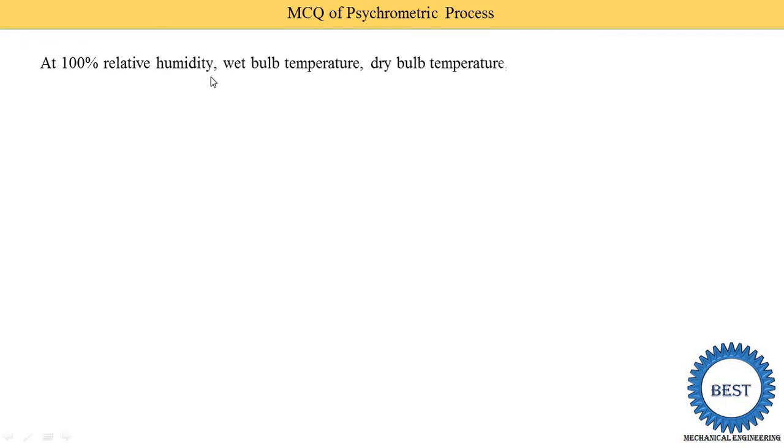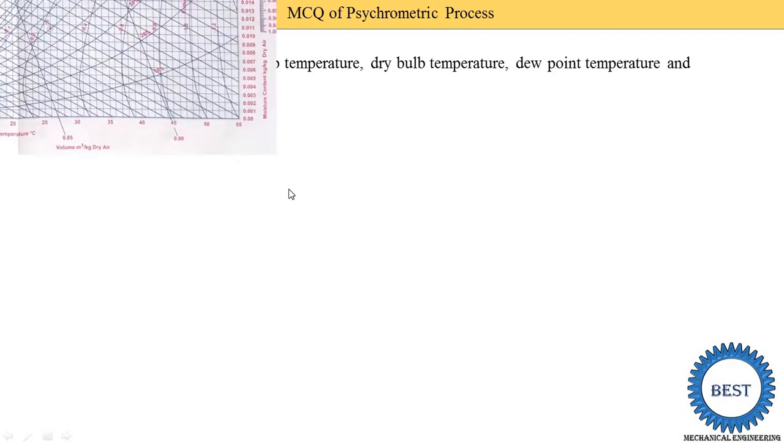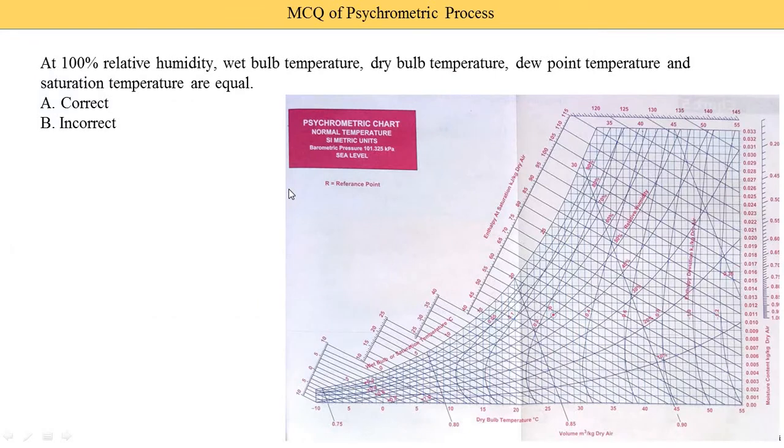100% relative humidity, wet bulb temperature, dry bulb temperature, dew point temperatures, and saturation temperatures are equal. Correct or incorrect? I also discussed this a lot in the part 1 video, but here I see on a psychrometric chart how it is true. This line is called the 100% relative humidity line. This inclined line is wet bulb, vertical is for dry bulb, and horizontal for dew points.